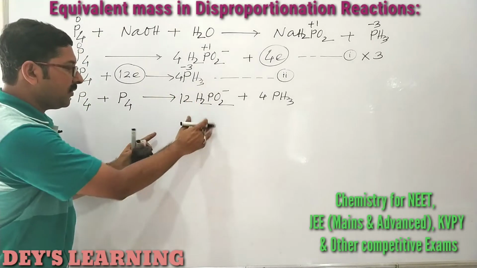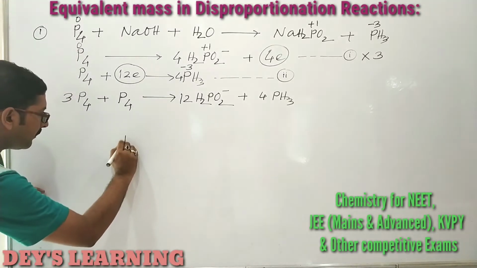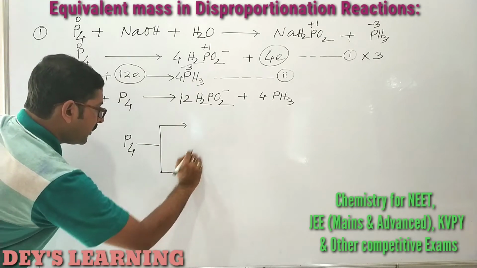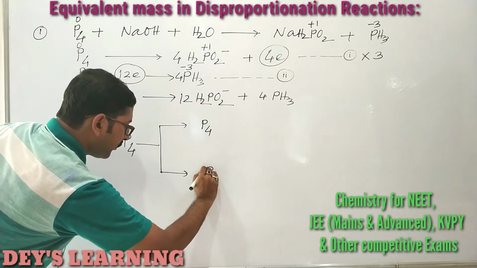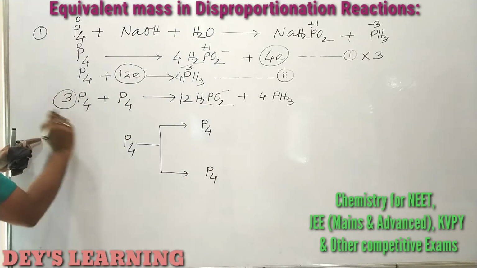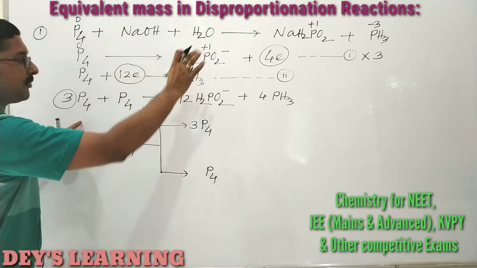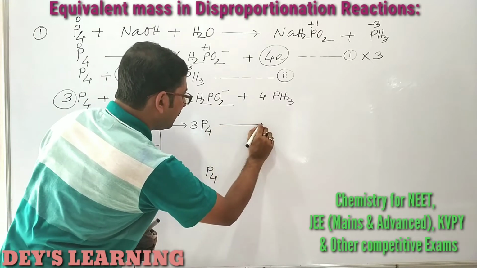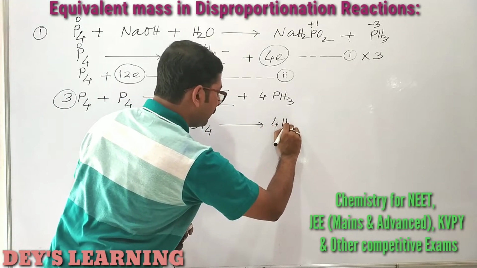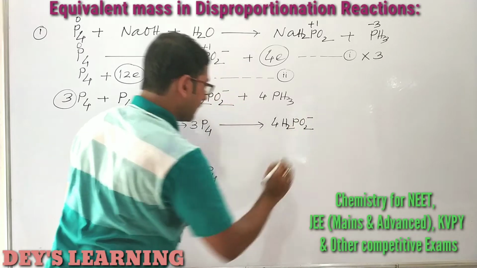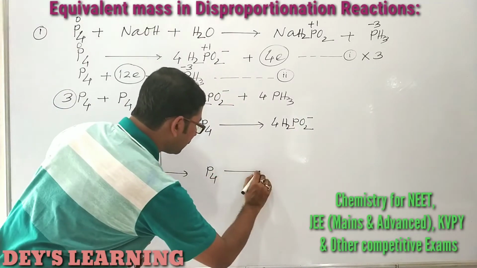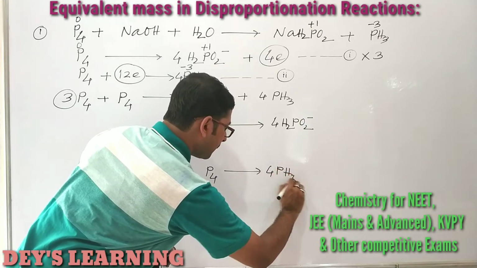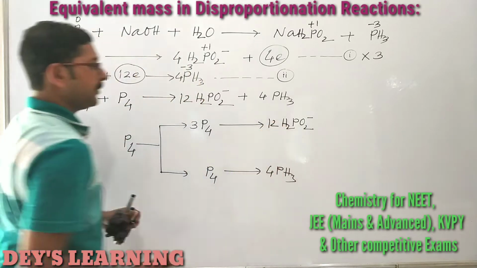So we can think of this reaction in this way, that there are 2 types of P4. Here is a P4 molecule, here is another P4 molecule. So 3 P4 molecules are required for the oxidation process, and 1 P4 molecule is required for the reduction process. So this P4 molecule is oxidized to 4 H2PO2 minus, and this P4 molecule is reduced to 4 PH3. Here it is 12 H2PO2 minus.